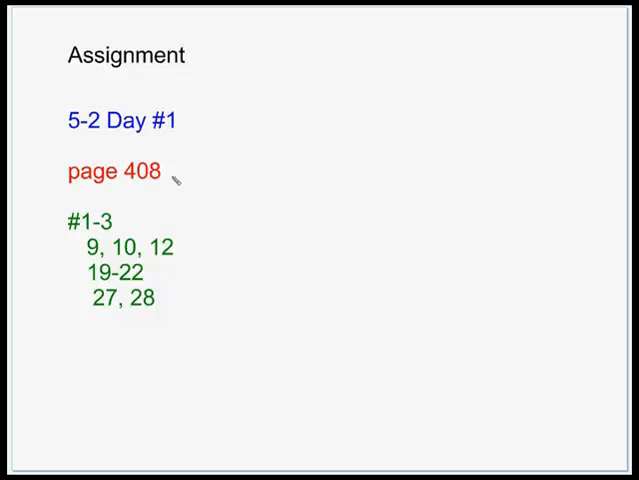And let's see what the homework assignment is for this. We have page 408, 1 to 3, 9, 10, 12, 19 to 22, and 27 to 28. Might look like a little bit. Remember, a lot of it is just going to be simplifying stuff with those properties.